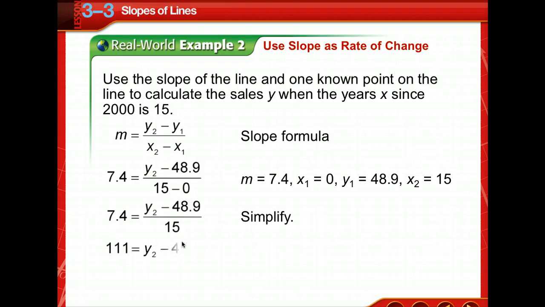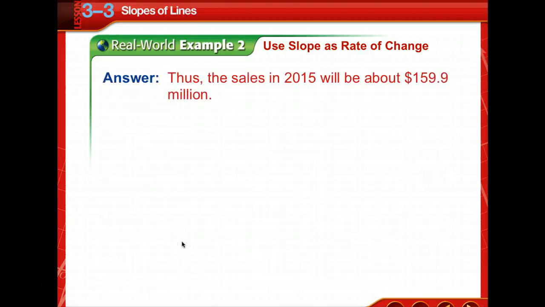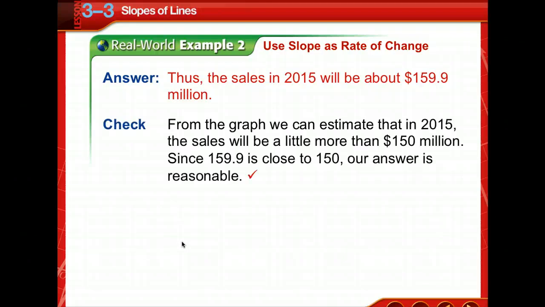We simplify, multiply each side by 15, and add 48.9 to each side. So in 2015, it's estimated that sales will be about 159.9 million. So from the graph, you can estimate that in 2015, the sales will be a little more than 150 million. Since 159.9 is close to 150, our answer is reasonable.